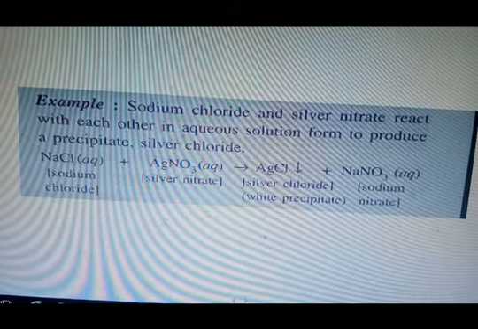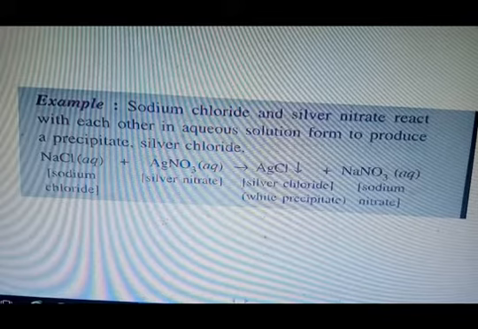So you can see here the downward arrow. This downward arrow represents precipitate, and this is silver chloride, which is insoluble in water. And then another product you will get is sodium nitrate, which is soluble in water. So here what is the characteristic of the reaction? Formation of precipitate. So looking at this precipitate, you can make sure that the chemical reaction has taken place.